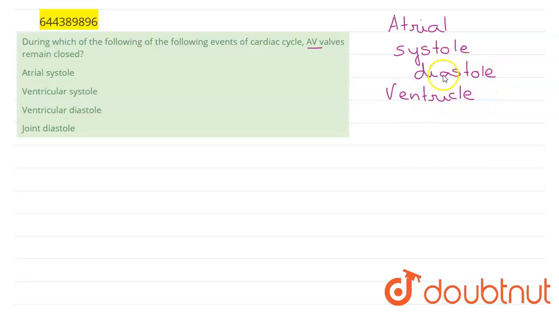And what happens in these phases? In atrial systole, as I said, during this time the atria contract and the blood flows to the ventricles. During this time the AV valves are open because blood flow is happening from atria to ventricle, and in the heart the blood flow is always unidirectional, so that the blood flows in one direction.